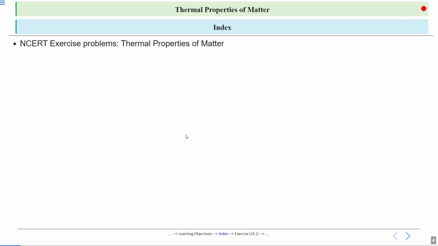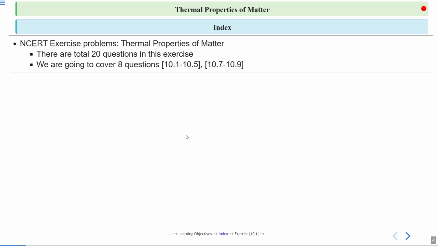So in today's lecture we will cover NCERT exercise problems on thermal properties of matter. There are a total of 20 questions in this exercise. We are going to cover 8 questions, that is 10.1 to 10.5 and 10.7 to 10.9. Alright.